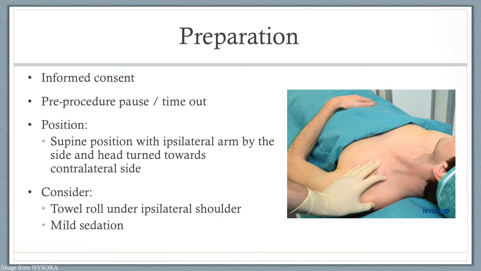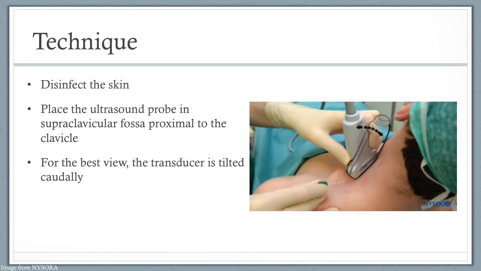Scanning is started just above the clavicle around its midpoint. A towel could be rolled underneath the ipsilateral shoulder for positioning. Mild sedation may also be provided, though some patients may not require any sedation. To start the block, the skin should be disinfected. The ultrasound probe can be placed in the supraclavicular fossa perpendicular to the clavicle with an ultrasound probe cover. For the best view, the transducer is tilted caudally or away from the head.